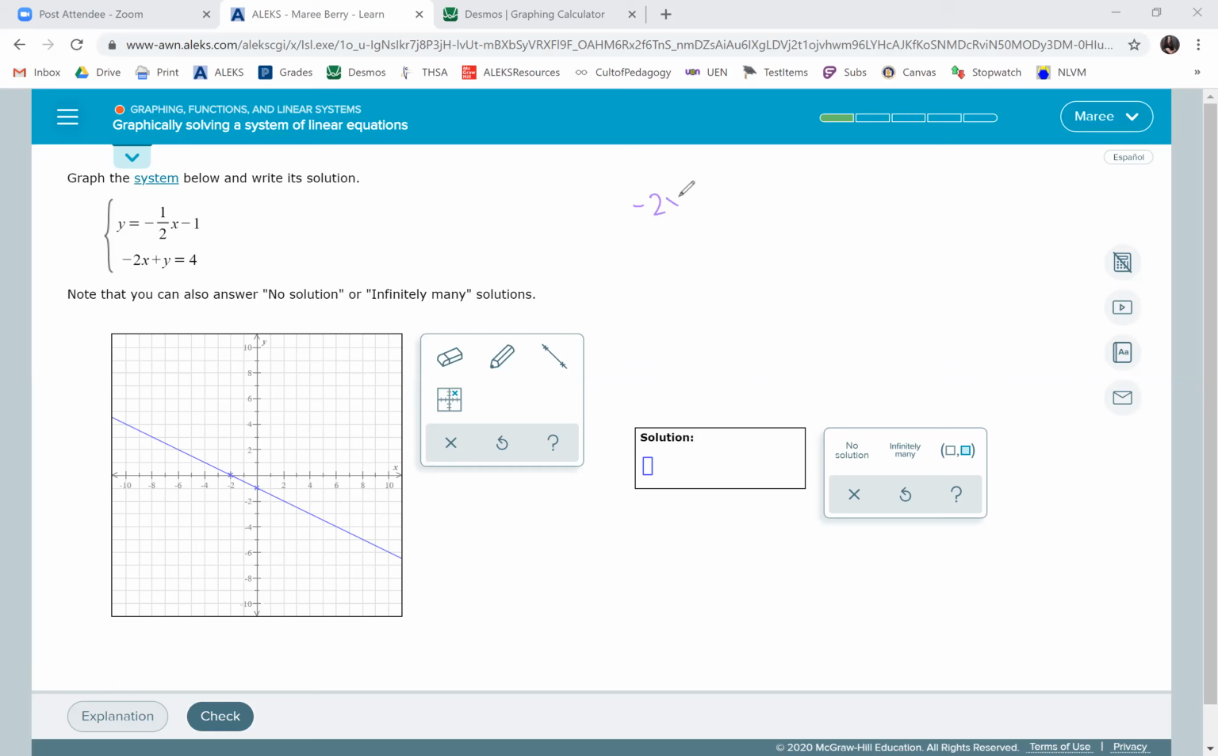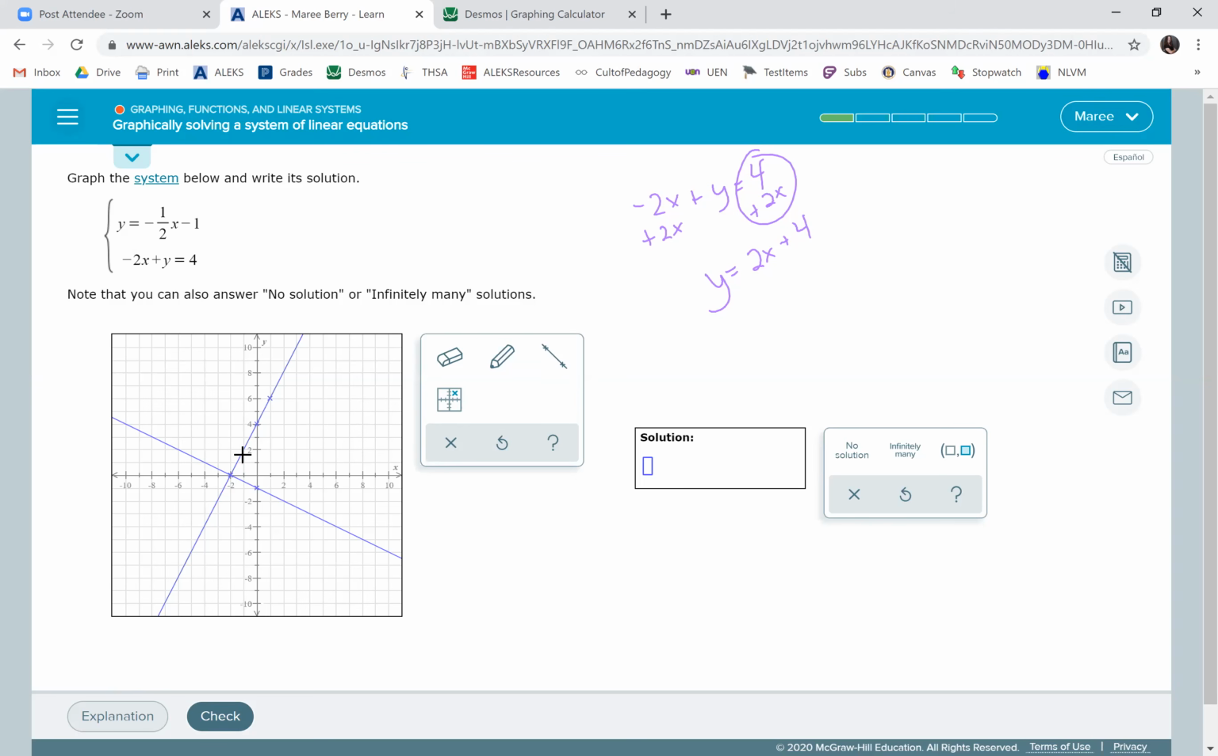So -2x plus y equals 4. So we have to add 2x to both sides. So y equals 2x plus 4. These are not like terms, so we have to separate them with the plus sign. So our y-intercept is 4. We're going to go up to 4. Our slope is 2, which means 2 over 1. So we go up 2 and over 1.